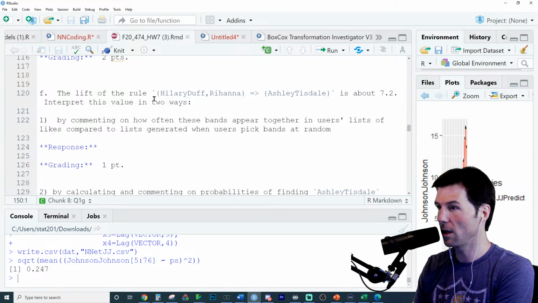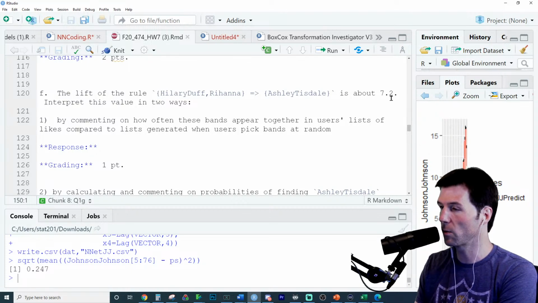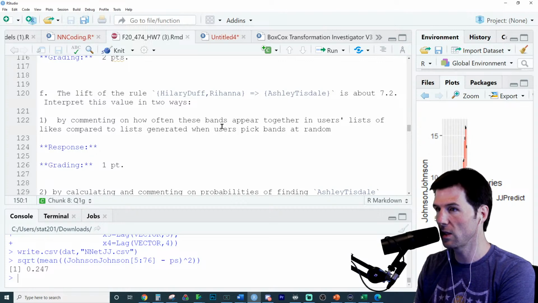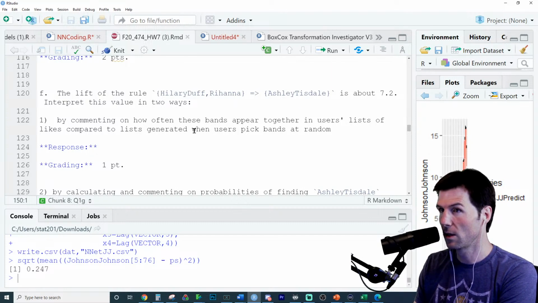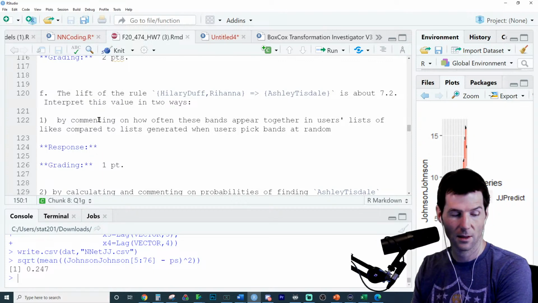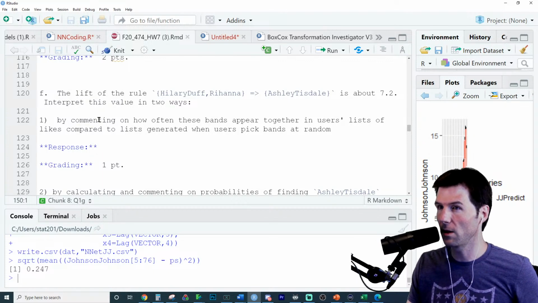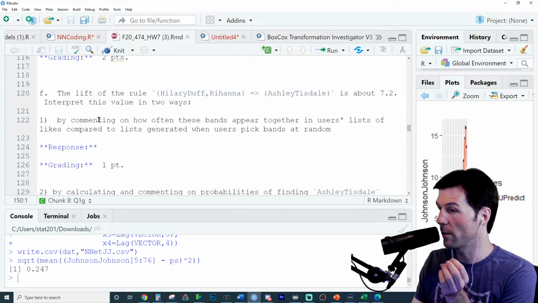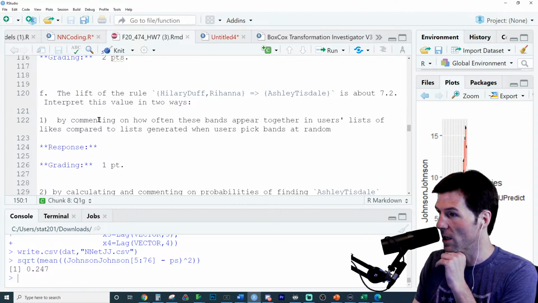So the lift of this rule right here, who can explain what the lift means? So the lift of Hillary Duff, Rihanna, Ashley Tisdale is about 7.2. We need to comment on this lift by commenting on how often these bands appear together in a user's list of likes compared to lists generated when users pick them at random. We need to comment on the lift by talking about how often these bands appear together in the actual list than we would expect via random chance.